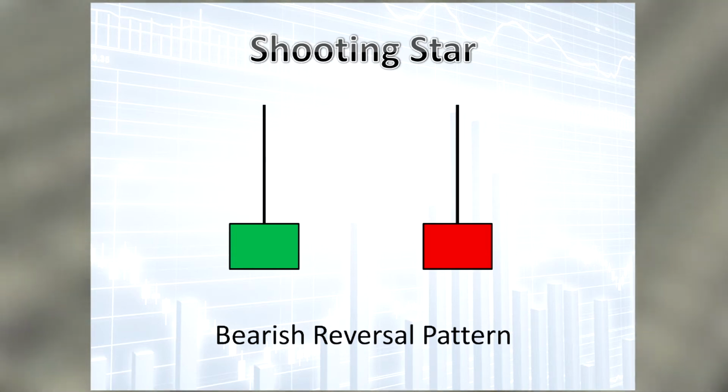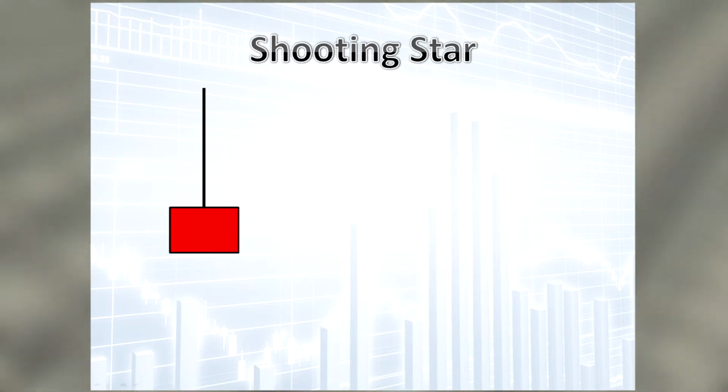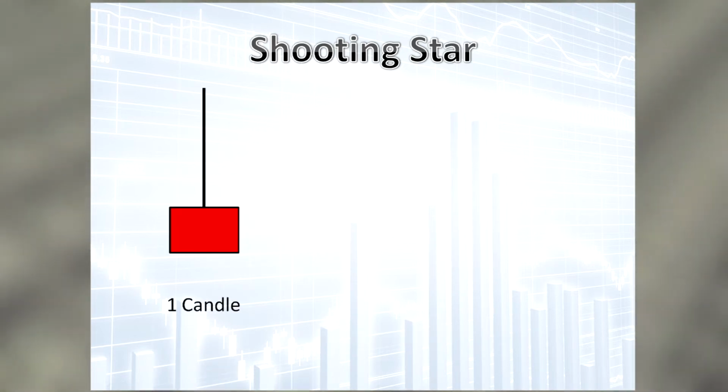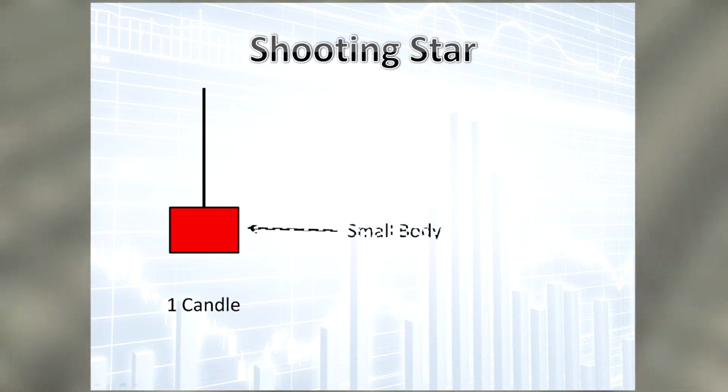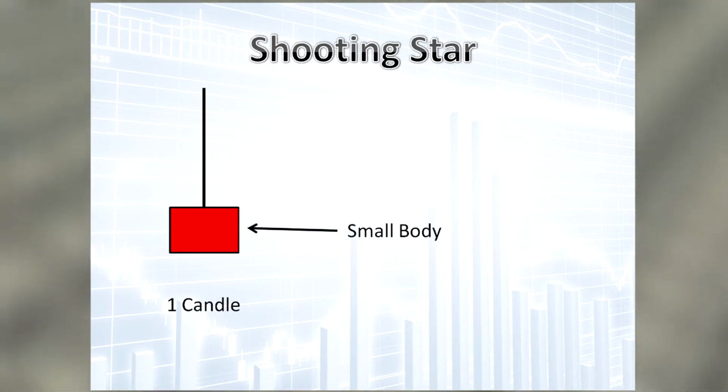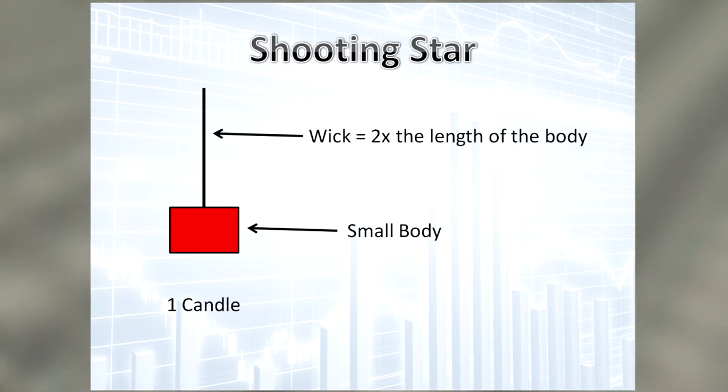But the red candle is slightly more bearish than the green candle. So as I said, the shooting star is a bearish reversal pattern. It is made up of only one single candle. The body of the candle is very small and the wick above the candle's body should be at least twice the length of the body of the candle itself. Ideally, there should be no wick at the bottom of the candle. However, a small wick can be allowed.